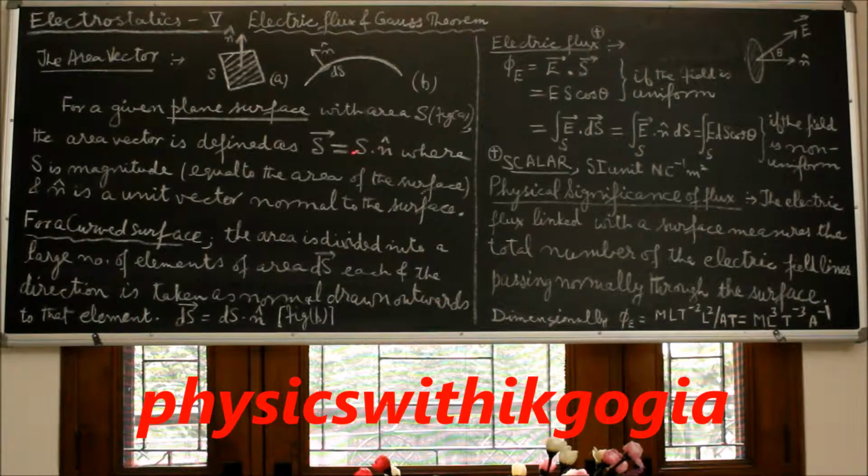to area S, that is magnitude of the area, multiplied by a unit vector n cap normal to the surface. Here this is the direction of the area vector.